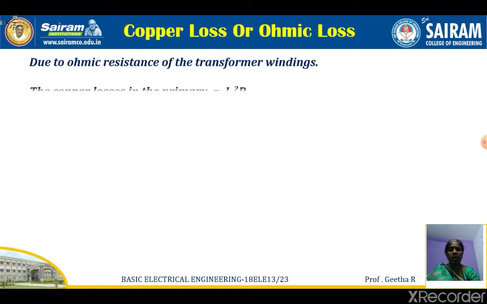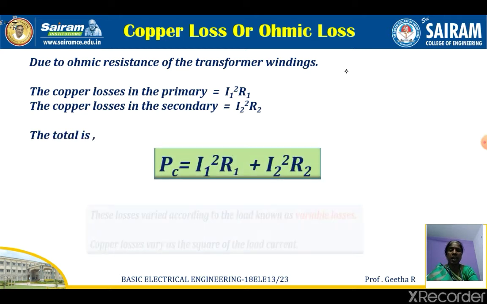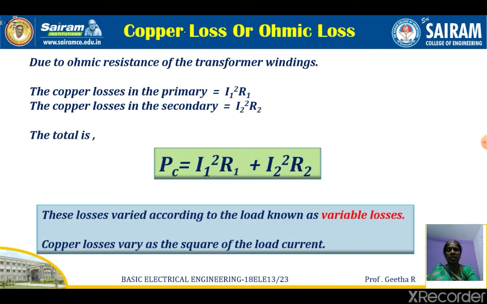Copper loss or ohmic loss. Due to the ohmic resistance of the transformer windings, the losses will be there. That is nothing but copper loss. Since the transformer winding is nothing but a coil or a conductor made up of copper, it is called a copper loss.